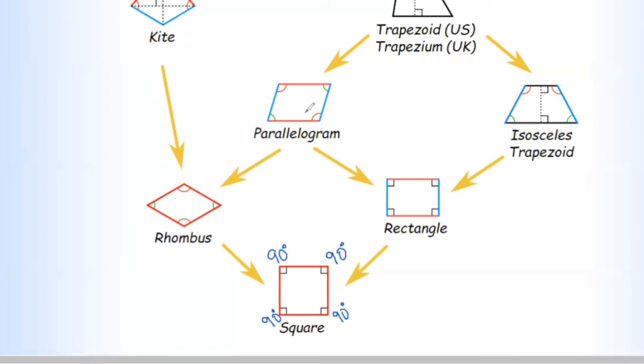So, starting from a parallelogram, we arrived at a rectangle, and by applying one more condition to a rectangle, we will get a square. The extra condition to be applied to a rectangle to get a square is that we have to make the four sides equal. If the four sides of a rectangle are made equal, then the rectangle becomes a square.